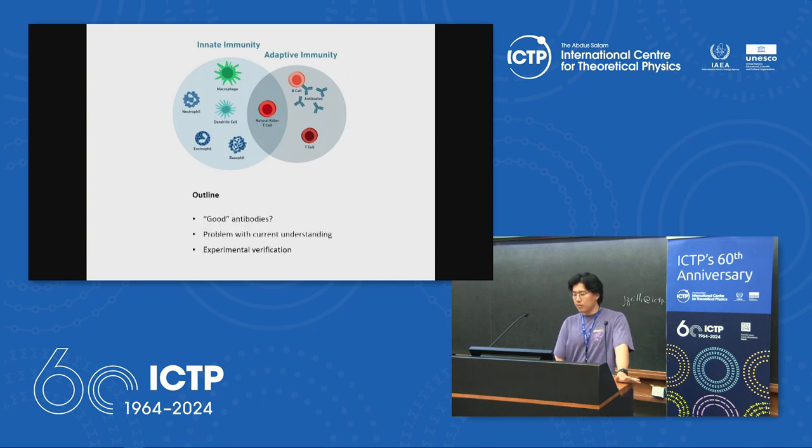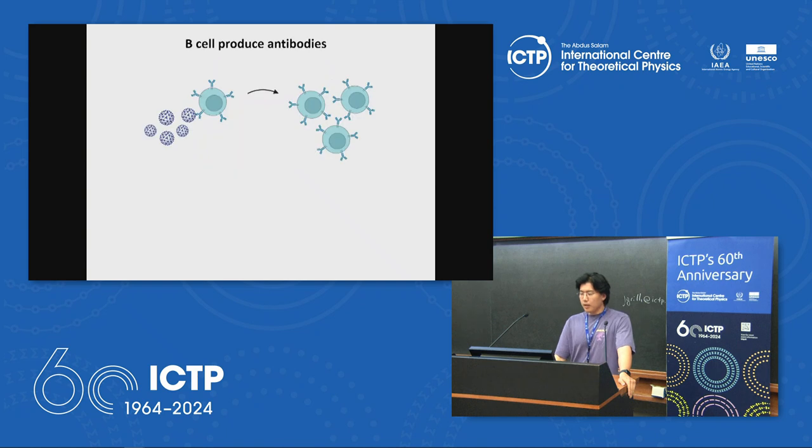So just to quickly outline my talk, I'll talk about the generation of good or potent antibodies, and then I'll introduce a current problem, an inconsistency in our understanding of certain aspects of affinity maturation, and I'll propose a theoretical solution to that, and then I'll briefly show some experimental verifications of the theoretical predictions. Okay, so in general, how do B cells produce antibodies? Well, initially, when you're exposed to a pathogen, B cells that express B cell receptors that specifically bind to the given pathogen or antigen can be activated through various pathways.